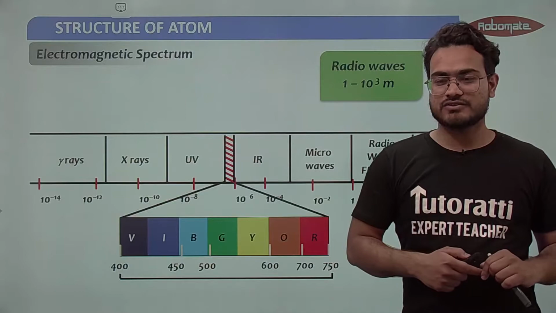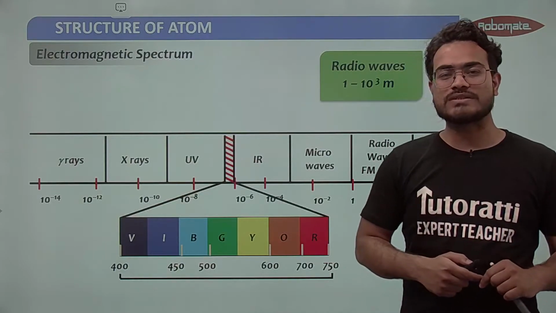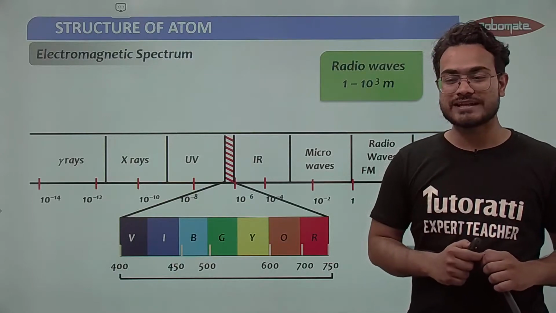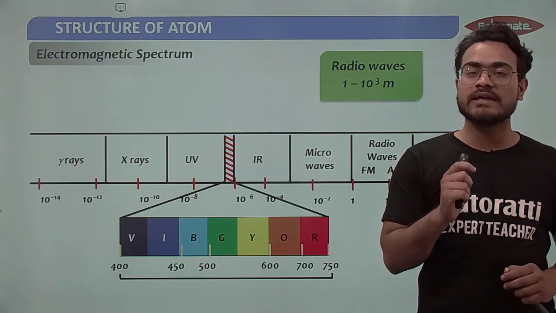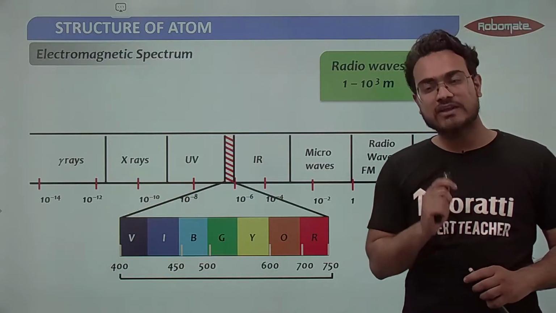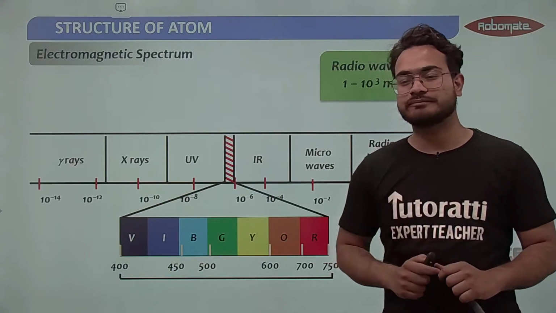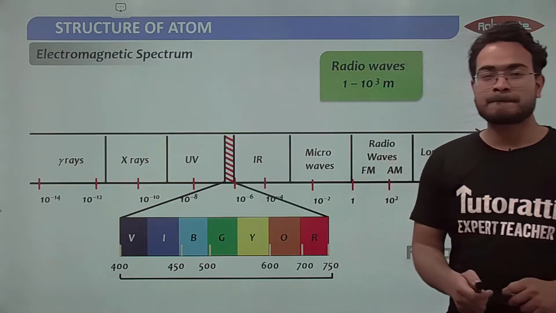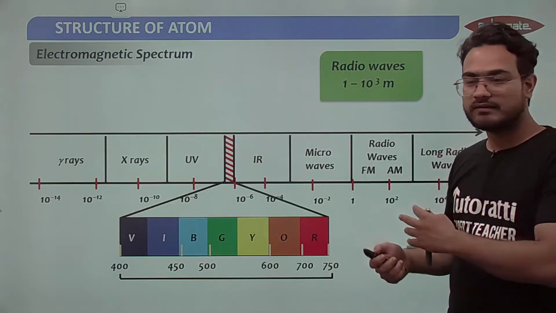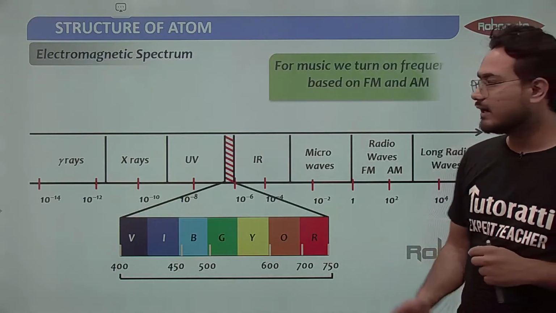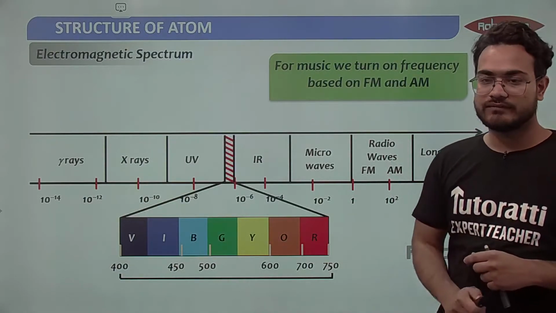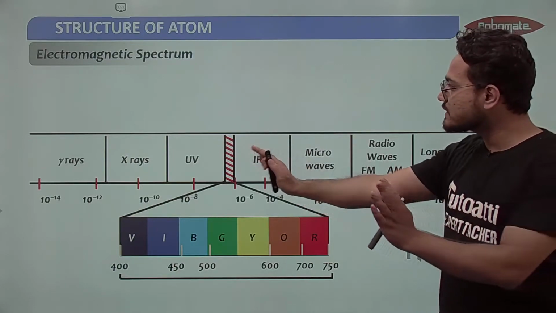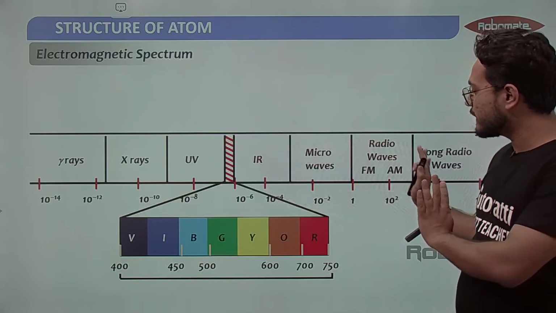Jayant has told us amplitude and frequency modulation. Pranit has also told us frequency modulation, which is very correct. It is actually amplitude and frequency modulation. Very good, Pranit and Jayant. Let's move ahead. After that, we get long radio waves. This is the entire electromagnetic spectrum.